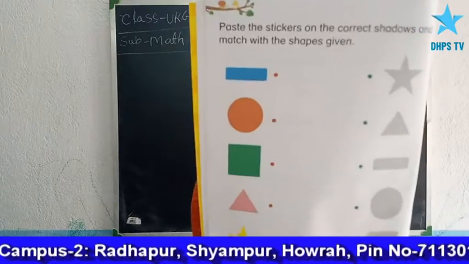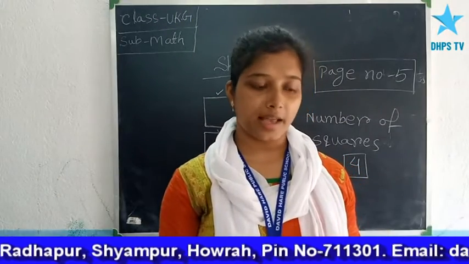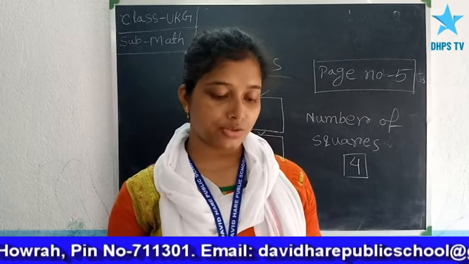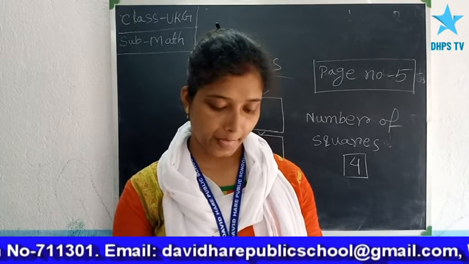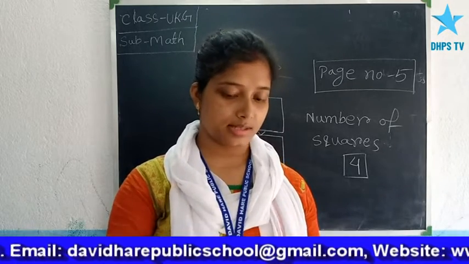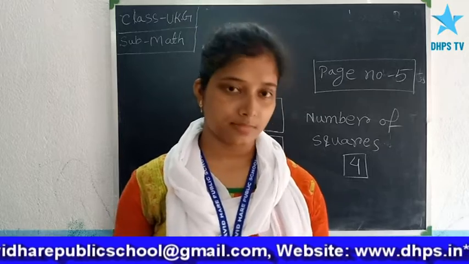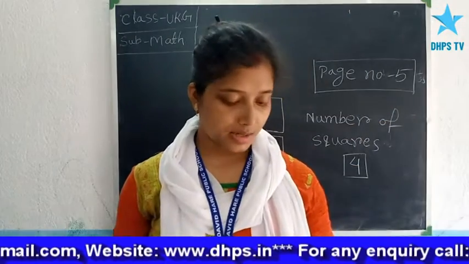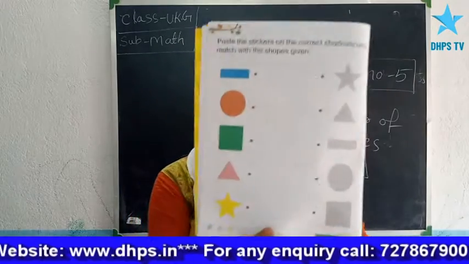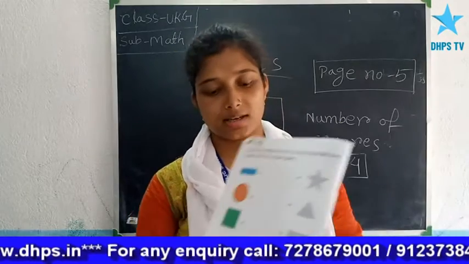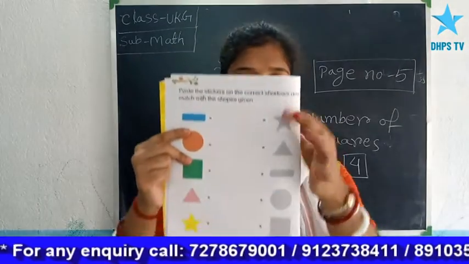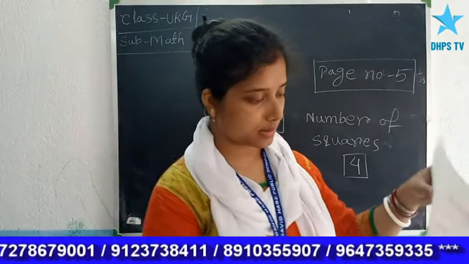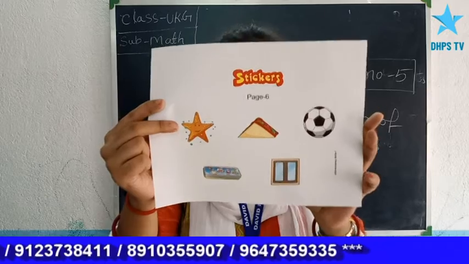Page number 6 and read the headline. Paste the stickers on the correct shadows and match with the shapes given. This is the sticker page. You also have this page in your book. And now see page number 6 properly. See, these are the shadows. These are the shadows and these are the stickers.